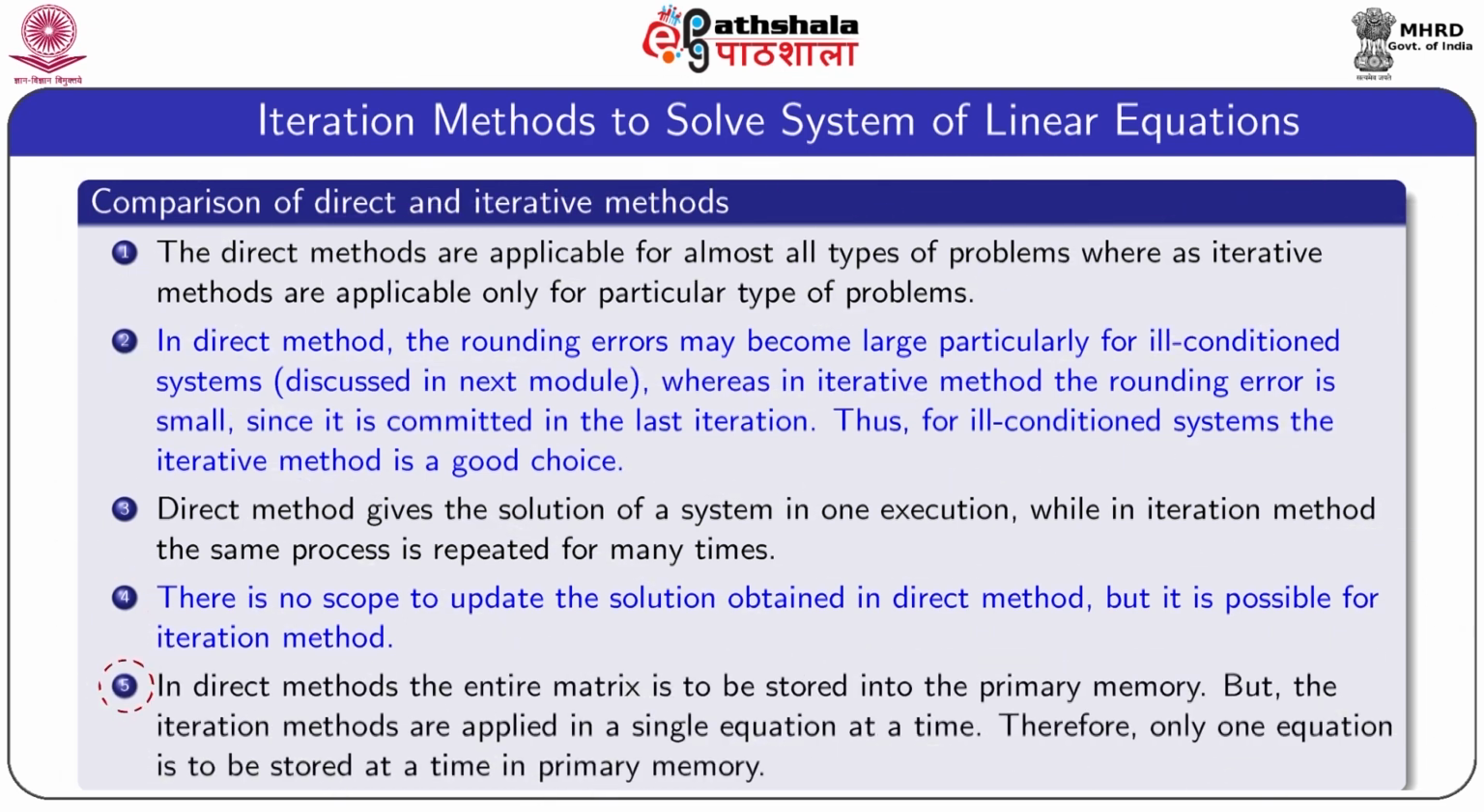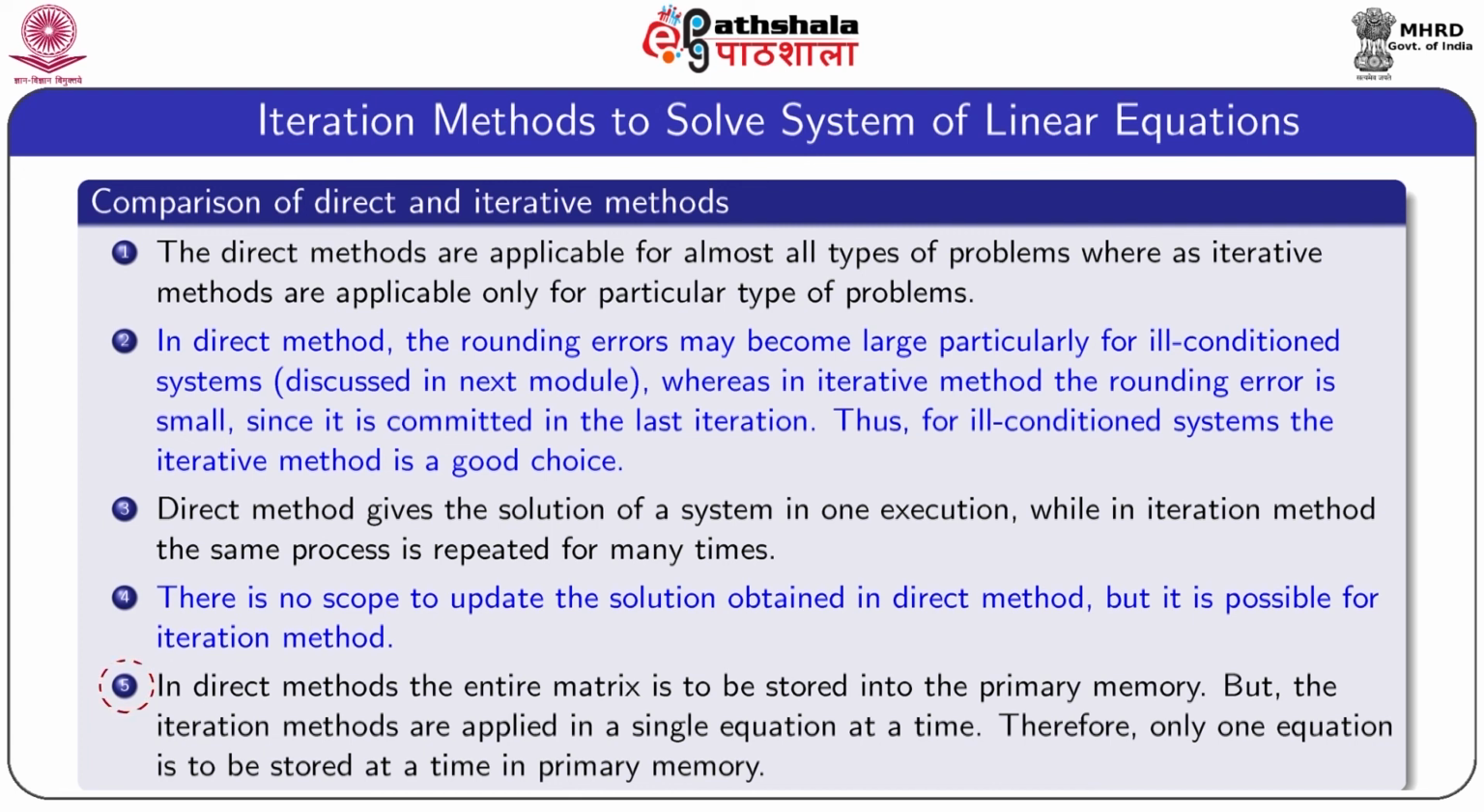In direct methods, the entire matrix is to be stored in the primary memory, but the iteration methods are applied to a single equation at a time. Therefore, only one equation is to be stored at a time in the primary memory of the computer. So, from this analogy, we can conclude that the iteration method is better than the direct method, but the iteration method is not applicable for all kinds of systems of equations. So, if the iteration method is applicable for a particular system of equations, then it is better than the direct method.